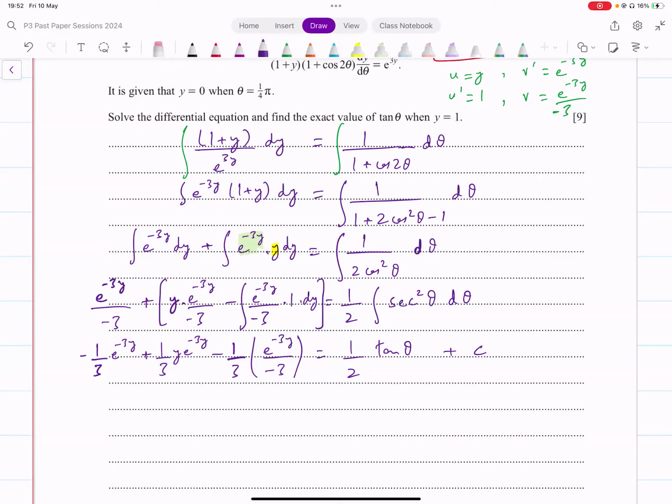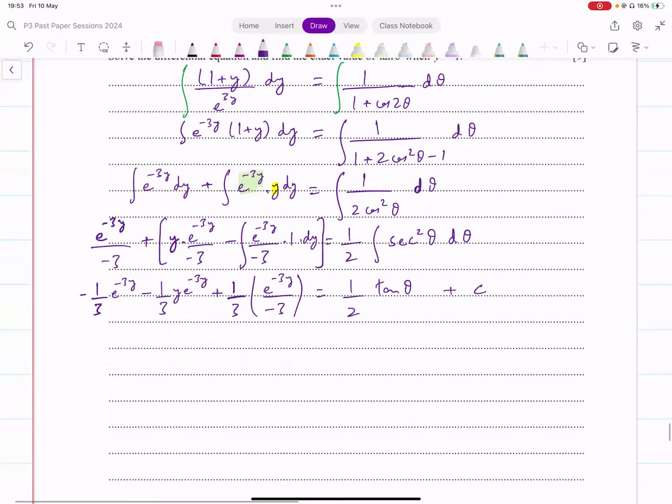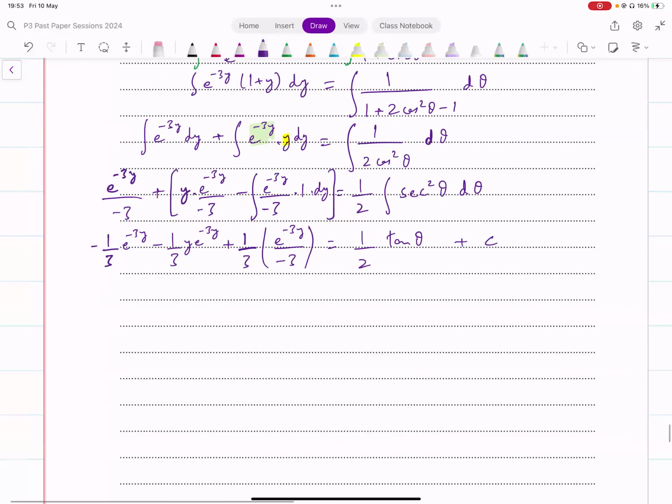Now, since that's a negative sign, this thing becomes minus, and minus into minus becomes positive, and then e^(-3y) over -3. That's the integration that we get for that part inside. Yeah, so this is what we get. I missed a negative sign there. This is what we have. Now, let's simplify this further.